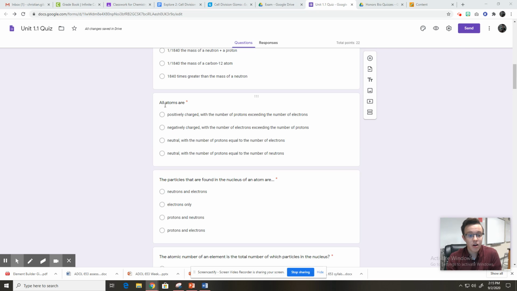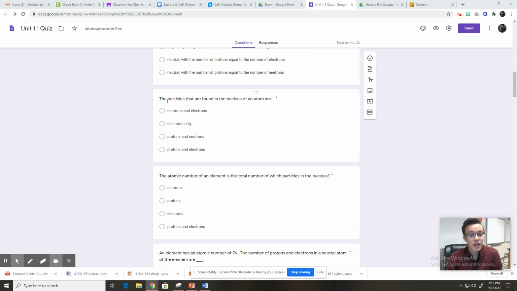Next question. All atoms are what? All atoms are, and then we'll fill it in, okay? All atoms are positively charged with the number of protons exceeding the number of electrons, or negatively charged with the number of electrons exceeding the number of protons, or neutral with protons being equal to the number of electrons, or neutral with protons being equal to the number of neutrons.